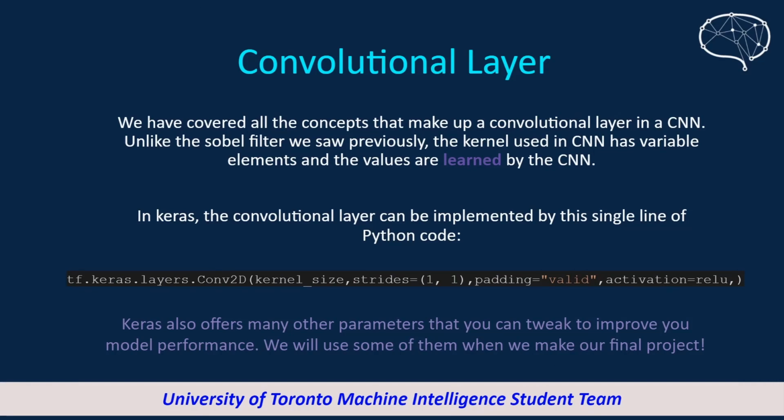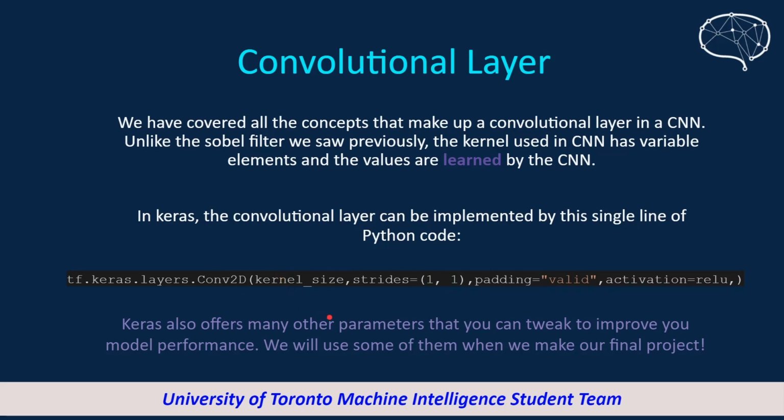We have now covered all the concepts that make up a convolutional layer in a CNN. Now it's time to connect the dots. When we learned about the Sobel filter, we used fixed values for our kernel matrix. However, in a CNN, these values are learned by the model during the training phase. The layer that implements this operation is called the convolutional layer, and the output matrix is often referred to as a feature map. In Keras, the convolution layer can be implemented by a single line of Python code.